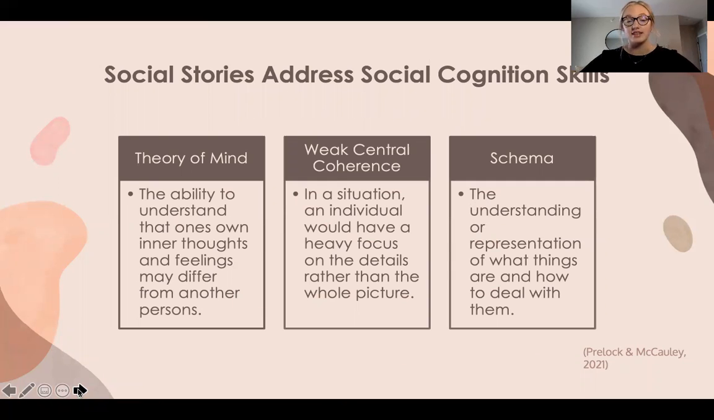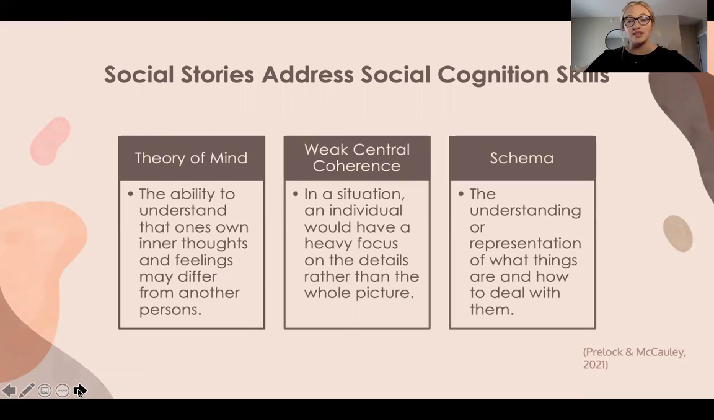Theory of mind is defined as the ability to understand that one's own inner thoughts and feelings may differ from another person's, which allows the individual to understand the social story and how it may apply to different situations with different people. Weak central coherence could be present in an individual with autism, and it is defined as, in a situation, the individual having a heavy focus on the details rather than the whole picture.